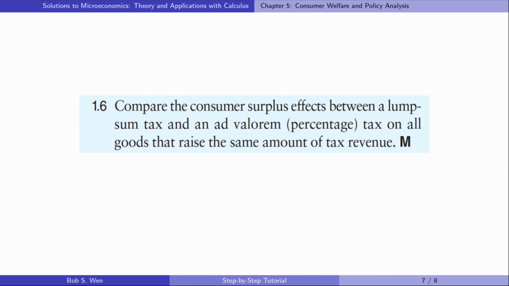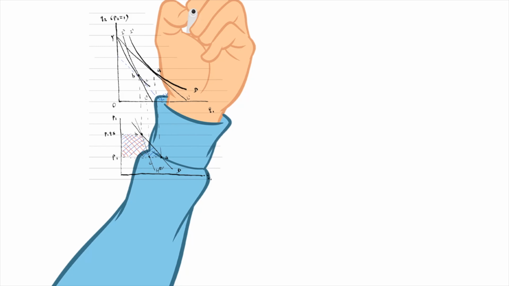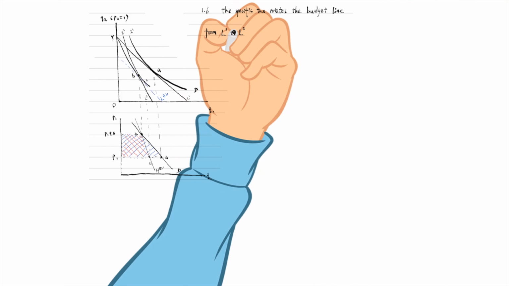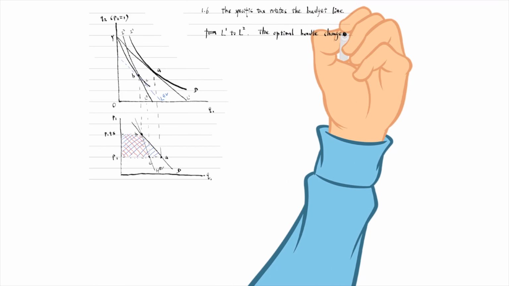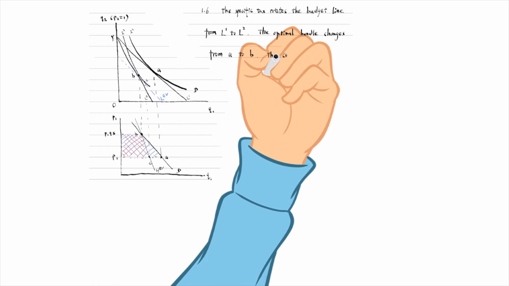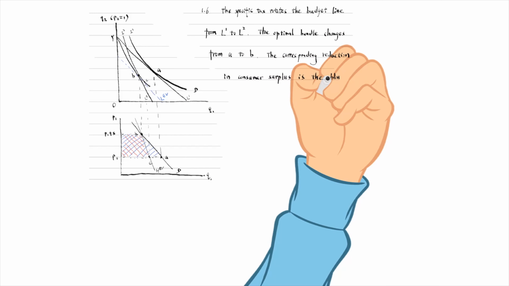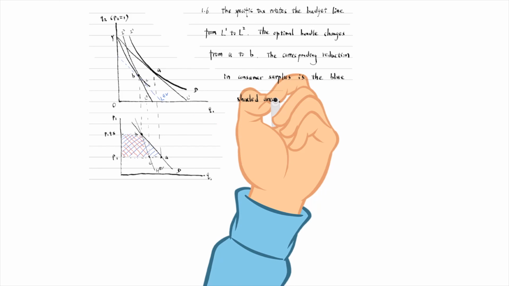Let's go to exercise 1.6. Compare the consumer surplus effects between a lump sum tax and an ad valorem tax on all goods that raise the same amount of tax revenue. The specific tax rotates the budget line from L1 to L2. The optimal bundle changes from A to B. The corresponding reduction in consumer surplus is the blue shaded area. The demand curve D is the uncompensated demand.